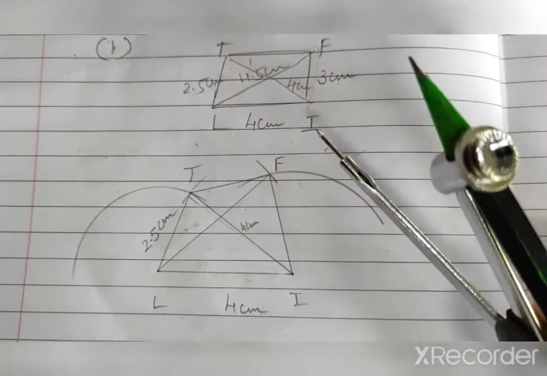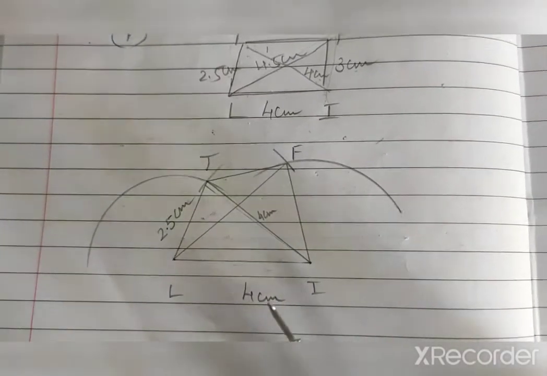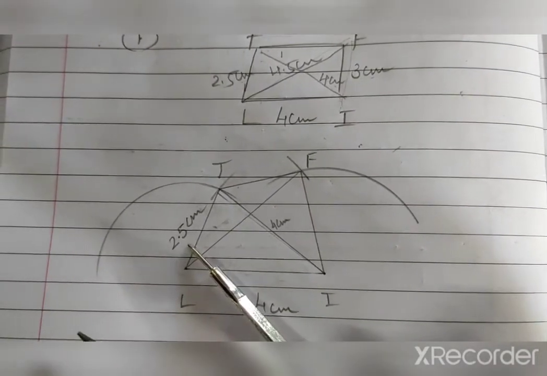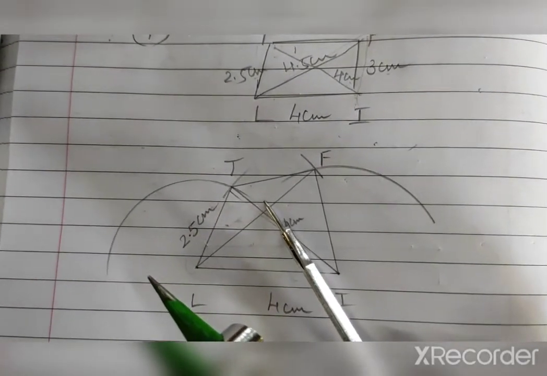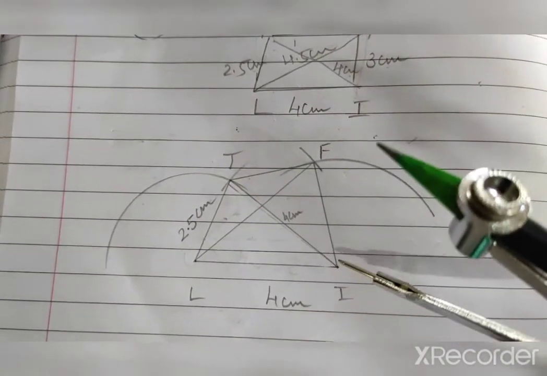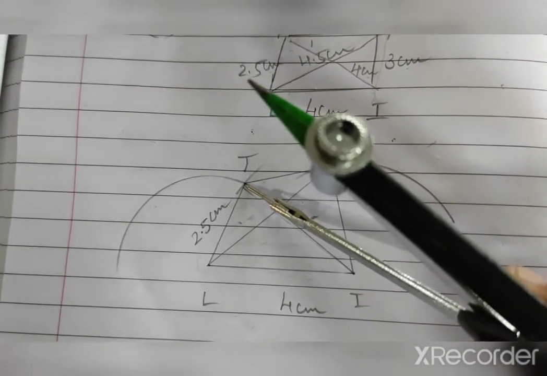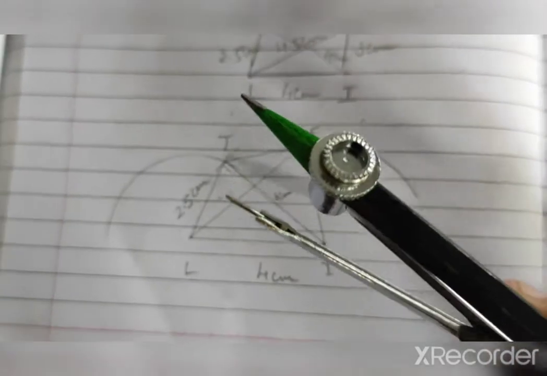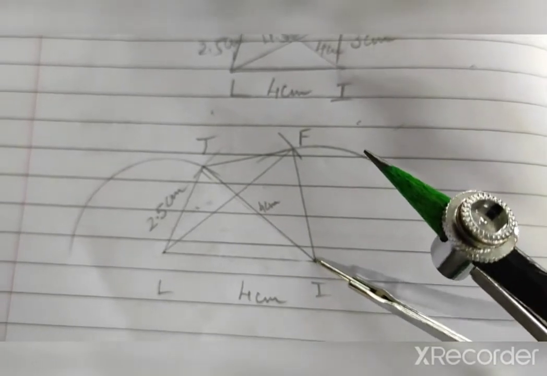So let us start. First LI. I have drawn LI equal to 4 centimeter. You can see here. Now with L as a center and 2.5 centimeter radius, I have drawn a big arc. Now from I as a center, with radius 4 centimeter, I have drawn a small arc, because I get the intersecting point easily. Give the name of this point as T. Now join L to T and I to T.